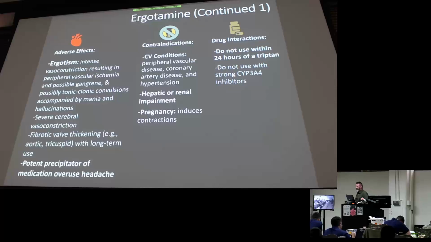For the triptans, sumatriptan's the most studied for pregnancy. Generally okay, if I didn't mention that earlier. For pregnancy, sumatriptan, generally considered okay. Ergotamines, never. And don't use it with a strong CYP3A4 inhibitor, those azoles or those macrolides. Or within 24 hours of a triptan, unless you want to get the gangrene faster, right? Because now you've got severe with moderate vasoconstriction together.